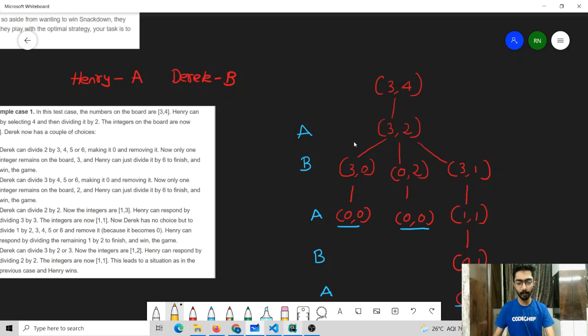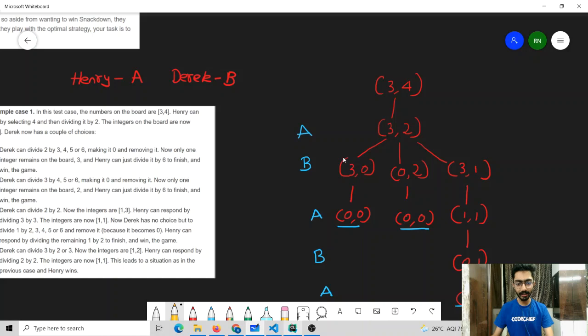So let us assume that A plays the move where he considers the number 4 and divides it by 2. So now the array that is left is 3, 2. Now B can play multiple moves. Some of those are, he can select this number 2 and divide it by any number 3, 4, 5 or 6, in which case this number will become 0 and it will be out of the array, so we'll be left with only 3. Or he can choose the number 3 and divide it by any number like 4, 5, 6 and will be left only with 2. Or he can choose the number 2 and divide it by 2. In that case, we'll be left with 3, 1.